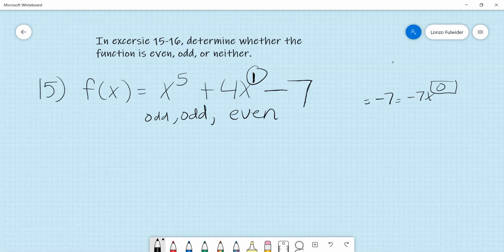So over here, we have an odd and an even. They're not consistent. They have to be all odds or all evens. If one of them is odd and another is even, your only option is neither. They all have to be the same: all odd, or all even. Otherwise, it's neither.